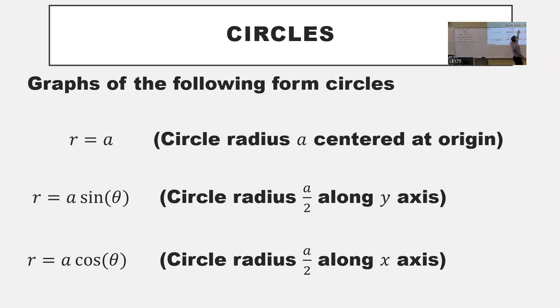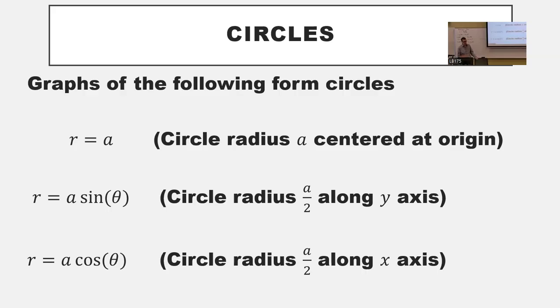All right, so we solved some circles. And like I said, we solved 3 different ways to draw a circle. R equals A times sine theta, R equals A times cosine of theta, where A is just some number. R equals A is a circle with radius A, but R equals A sine theta is radius A over 2. Makes sense? Sweet.